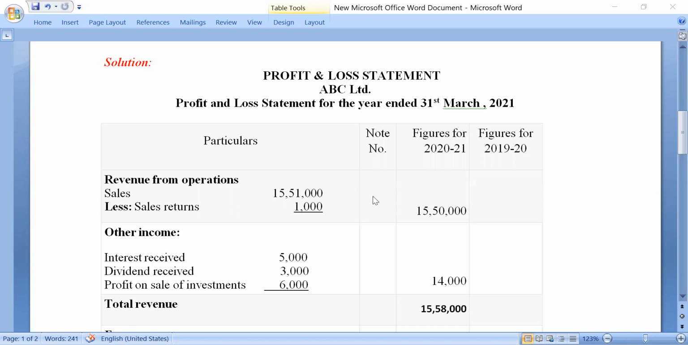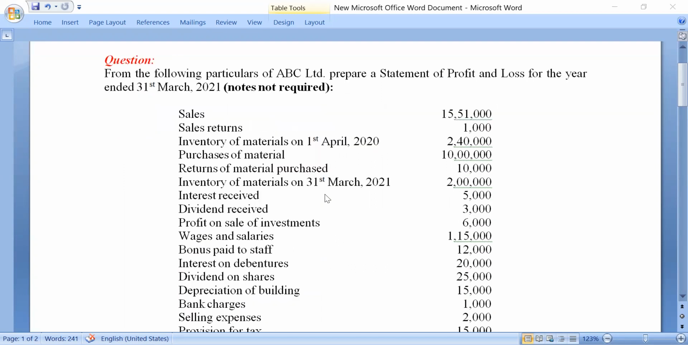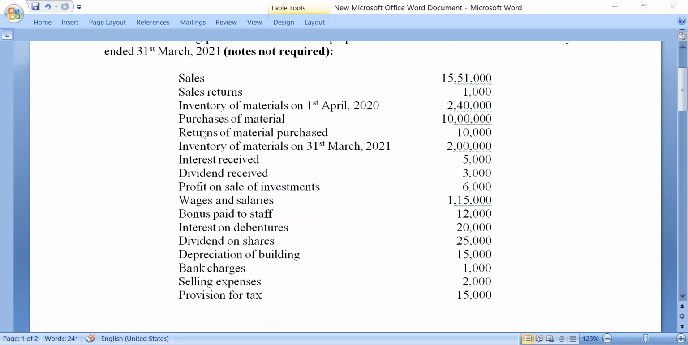In this question, I have intentionally avoided preparing the notes to accounts, so I have mentioned it in the question so that you don't feel uncomfortable. "Notes not required" is the instruction given in the question. If this were not given, we would prepare separate notes to accounts and mention the note number in the statement of profit and loss. Now see, the items are given here: sales, sales return, and so on.